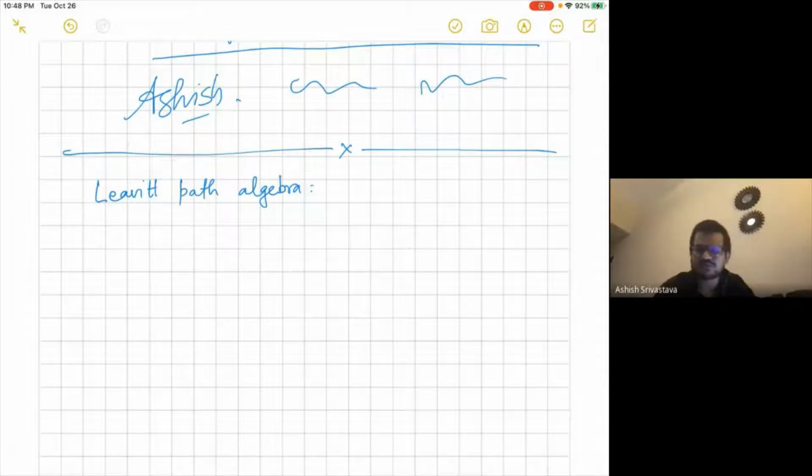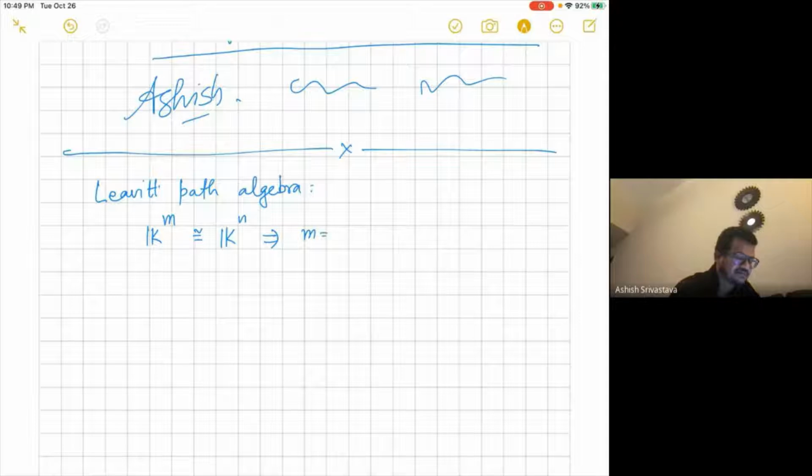So there are two motivations here. First is a very basic fact from linear algebra that we know. Something that you learn early on in linear algebra is that if you have a finite dimensional vector space over a field, then any two bases have the same number of elements, right? So if K is a field, then you have these two isomorphic implies M equals N, right?